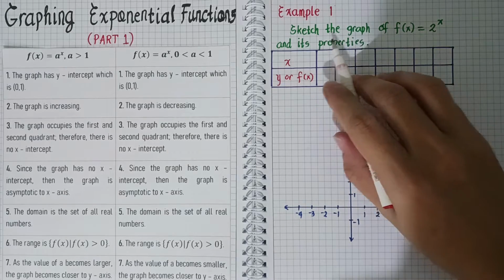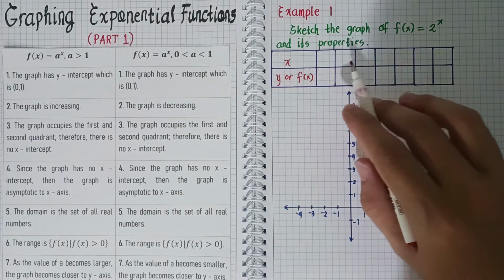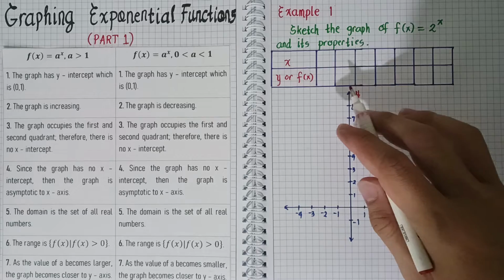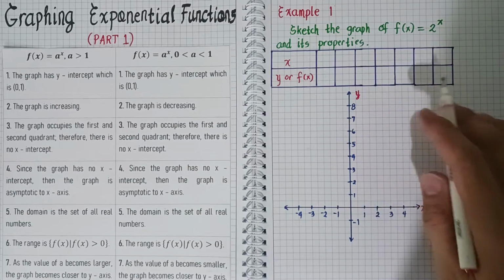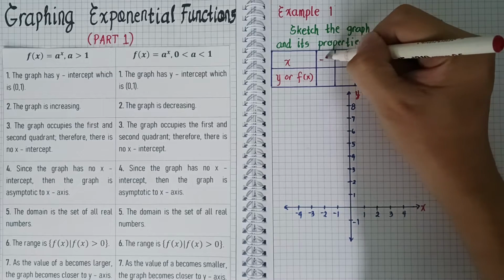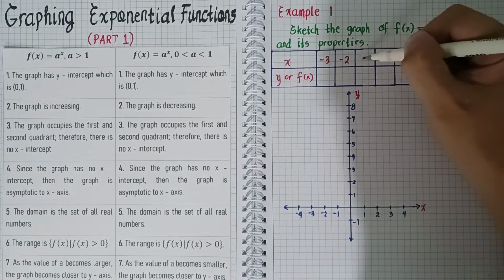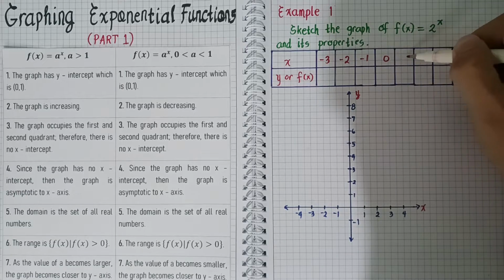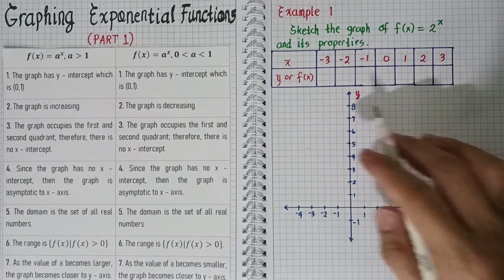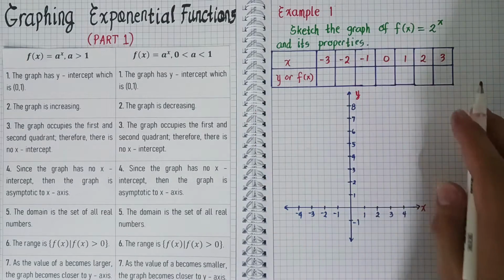Sketch the graph of f of x equals 2 raised to x. And also, we need to find its properties. Okay, so first, let us use the table of values. Let's assign the numbers. I'm going to use negative 3 up to positive 3: negative 3, negative 2, negative 1, 0, 1, 2, 3. So guys, mas maganda gamitin lang natin negative 3 up to positive 3 or negative 4 up to positive 4. Okay?